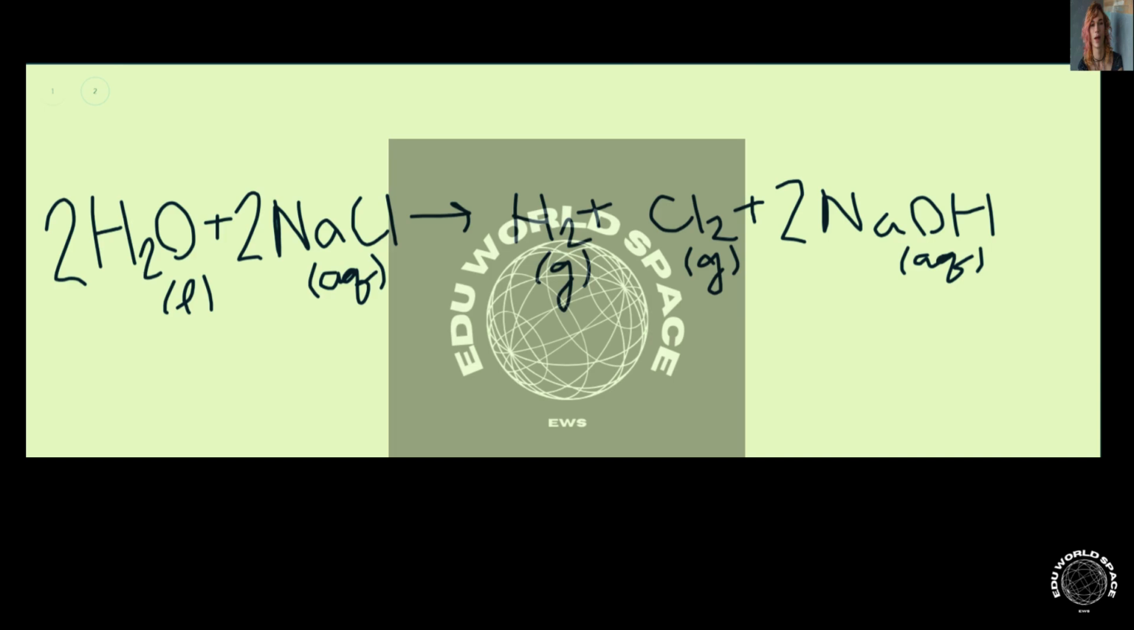The only thing that we haven't checked on is the number of hydrogen atoms we have. In 2H2O, we have 4 hydrogen atoms, and on the right-hand side, we have H2 and 2 NaOH, so we also have 4 hydrogen atoms. So this equation is actually balanced.